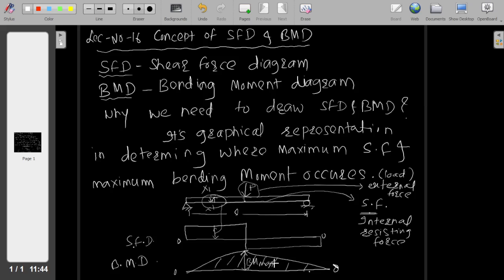Once we get the section, throughout this section I am getting the maximum shear force, and at one point or one section of the beam, I am getting the maximum bending moment.